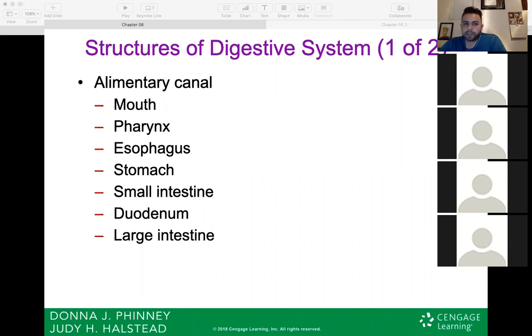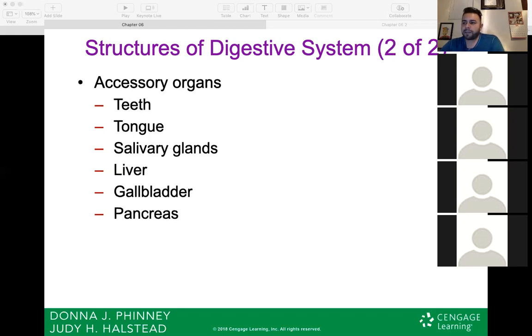So the alimentary canal is the tube from the mouth all the way to the anus, and includes the pharynx, the esophagus, the stomach, the small intestine, the duodenum, and the large intestine. These are all parts of that main alimentary canal. So that's talking about the structures of the digestive system.